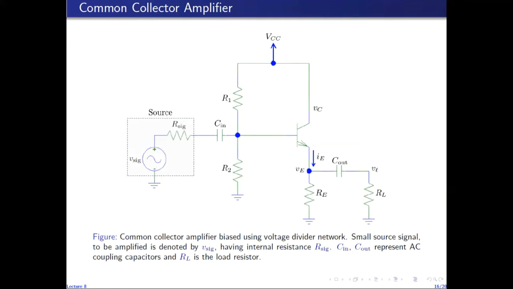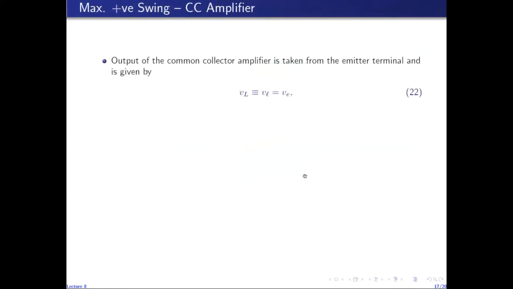So next we analyze the common collector amplifier for the maximum positive and negative swing of the output voltage. In this case, however, the output voltage is taken from the emitter terminal. The collector terminal is directly connected to VCC, hence it is at AC ground. IE represents the total emitter current, which is the sum of DC current plus the AC current, and VE is the total emitter voltage, and VL again, because of C out, is purely AC. So in this case, VL is equal to the AC component of VE.